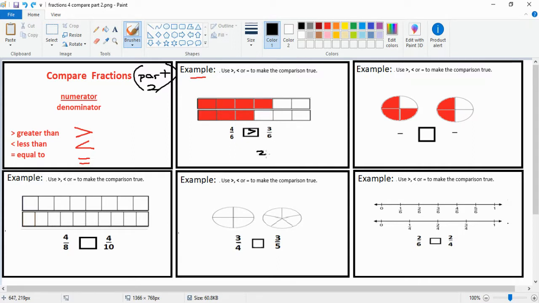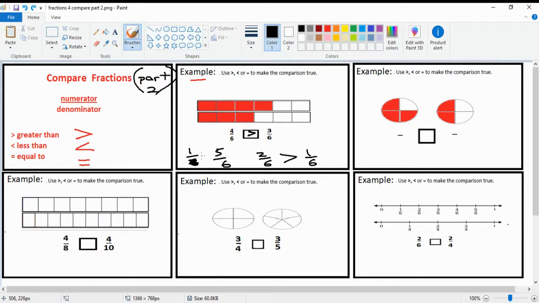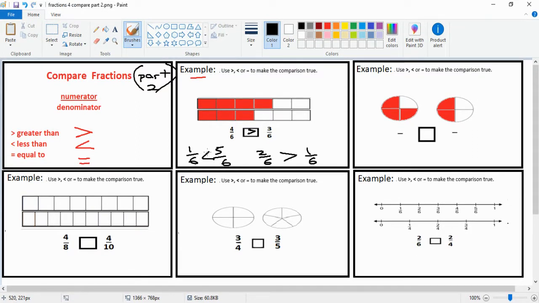For example, if I had 2/6 and 1/6, I don't need to look up here or draw the representation. I pretend the 6 aren't here. And 2 is greater than 1. So when I'm comparing 2/6 to 1/6, I use my greater than symbol. If I have 1/6 and 5/6 and I'm comparing, again, I'll pretend that these aren't here. Well, 1 is less than 5, so then 1/6 is less than 5/6. I'll use the symbol accordingly. So let's go on to the next example.